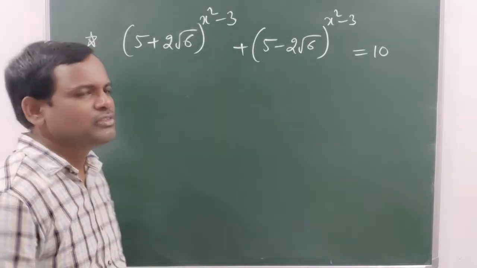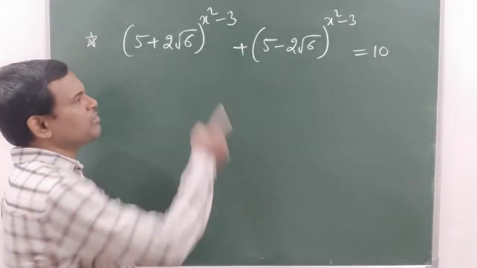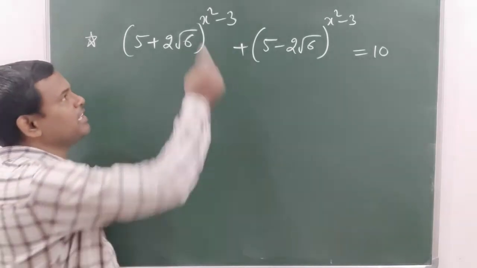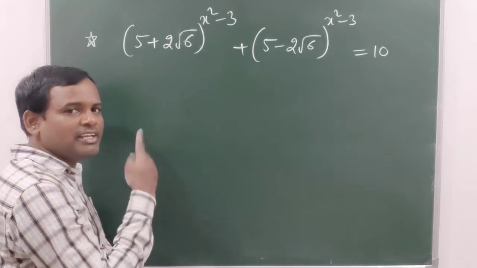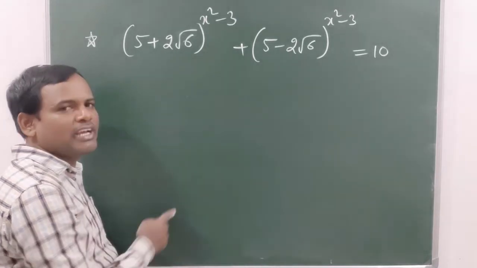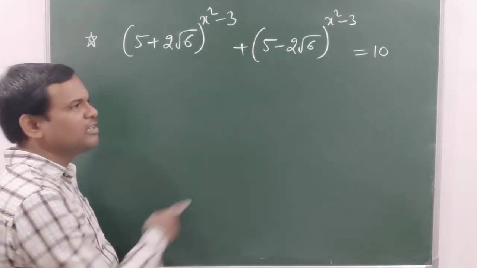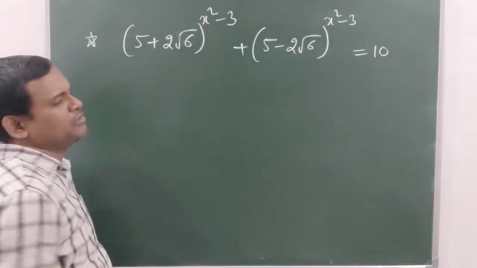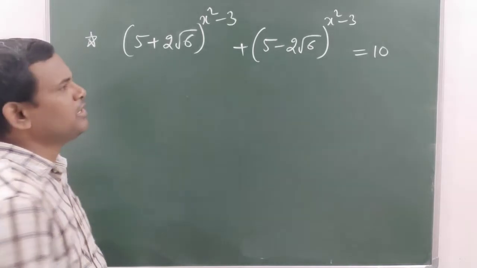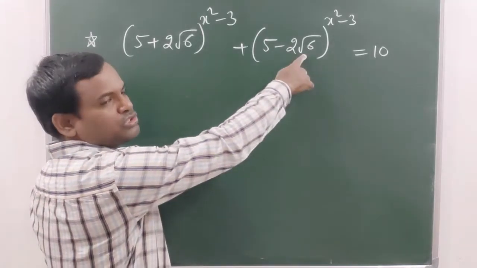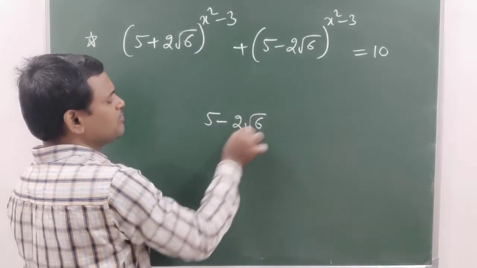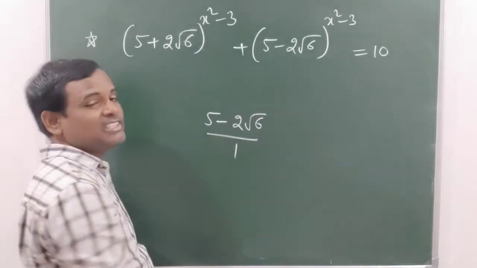Okay, so what do we do? First we have to solve this equation so that we get some values for x. So after getting those x values, we have to take their product. Okay, now how do we solve this? Observe the given equation carefully. So here 5 minus 2 root 6 is given. Take that 5 minus 2 root 6 and rationalize the numerator.